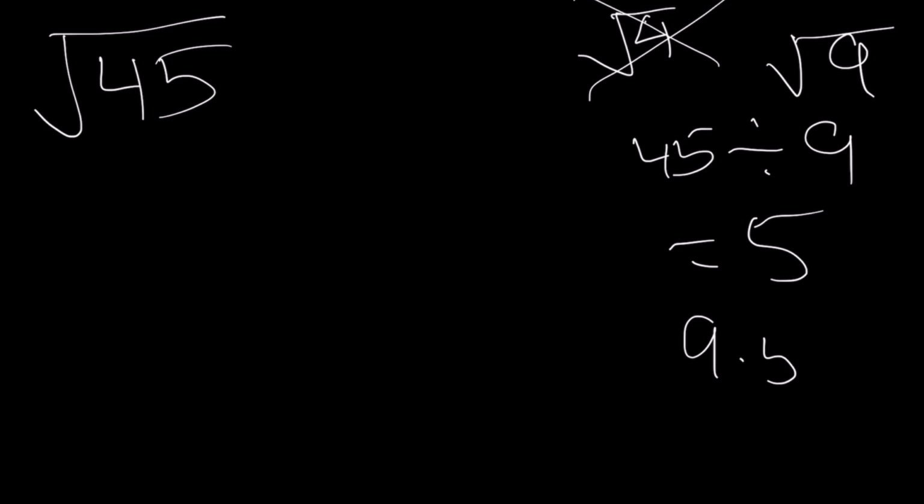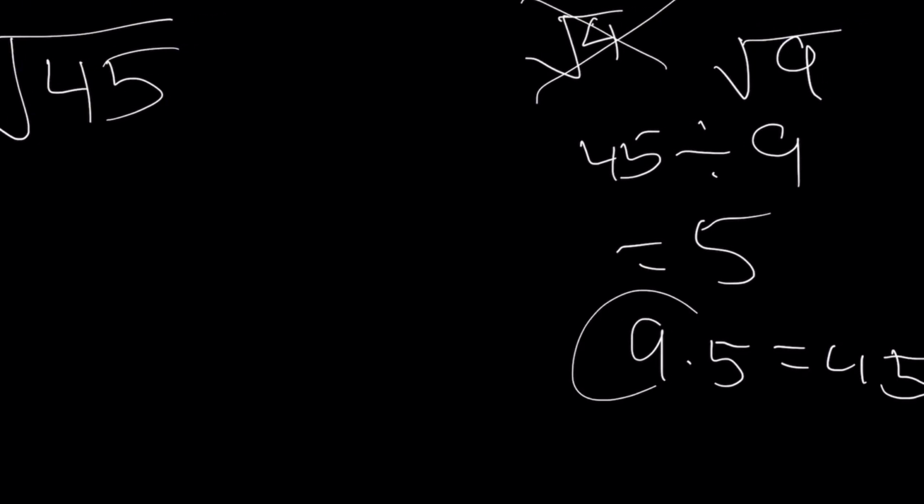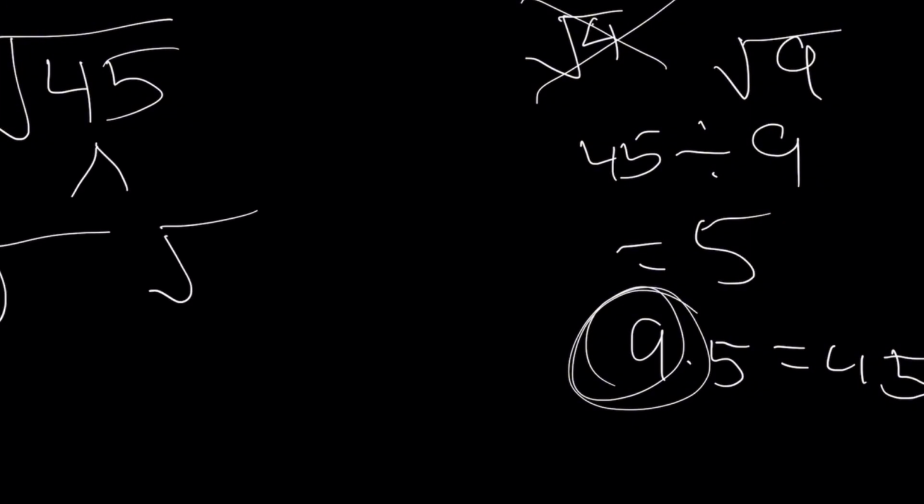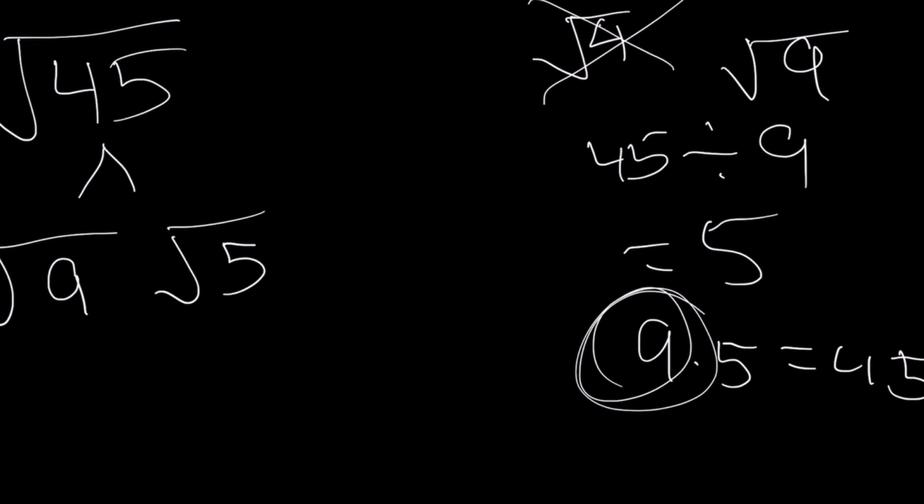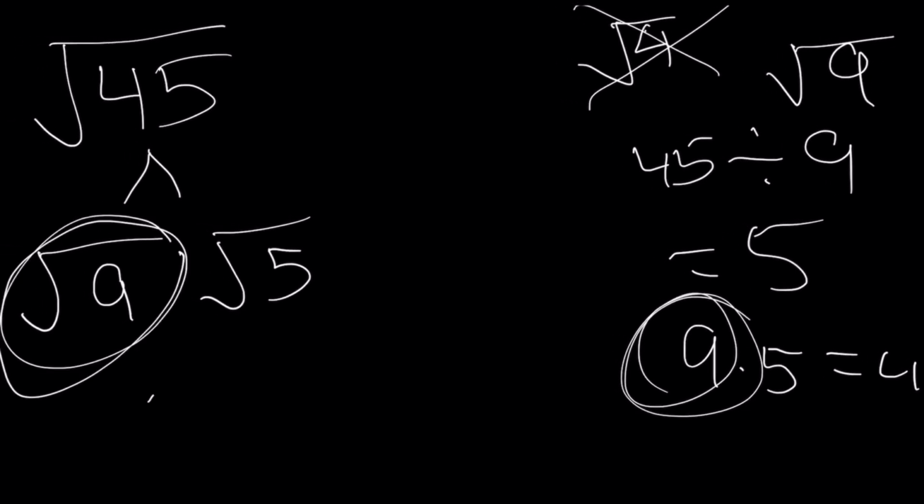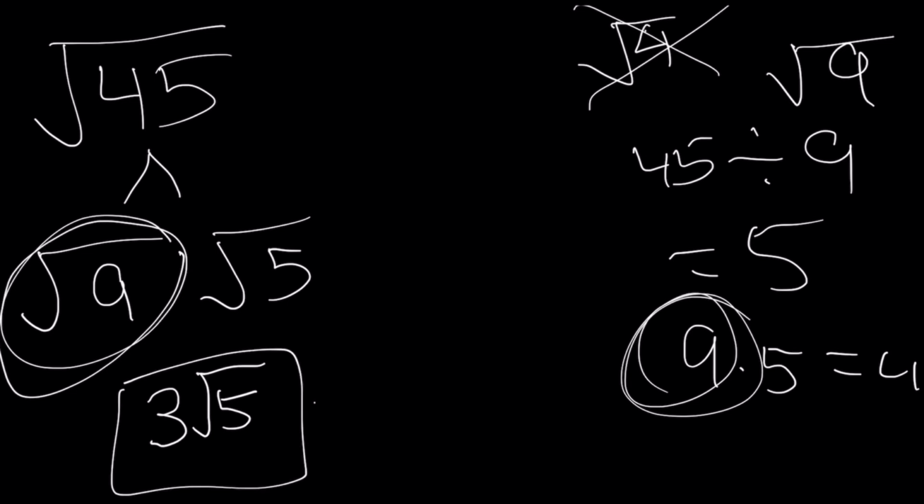So 9 times 5 equals 45, and we can use 9 to break it down. So we take the square root of both 9 and 5. So we put 3 square root 5. Again, we do not simplify 5 because there's no way of doing so. This is our answer, and this is the simplified version of the square root of 45.